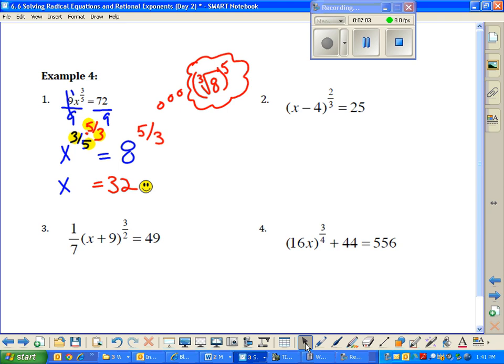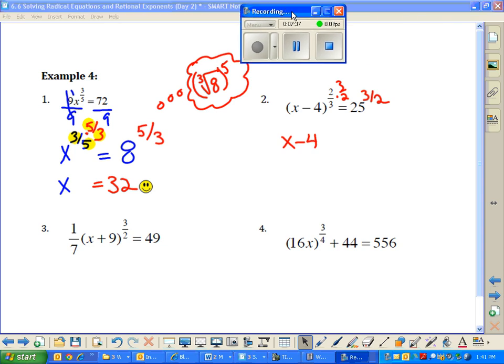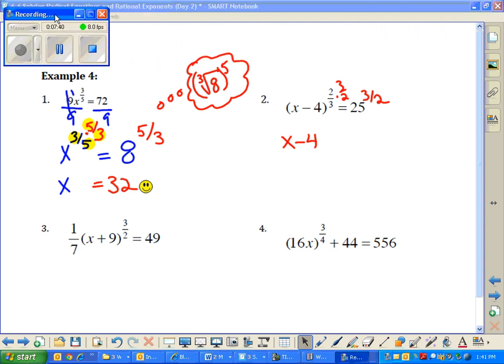Step 2, I'm going to go ahead and get rid of that rational exponent. The idea here is to raise both sides to the 3/2 power. When I do this, this is so nice, right? 2 times 3 is 6. 3 times 2 is 6. 6 over 6, that's just 1. X minus 4 to the 1st power is just x minus 4, so that's good. So I simplified the left side. Now I'm going to simplify the right.